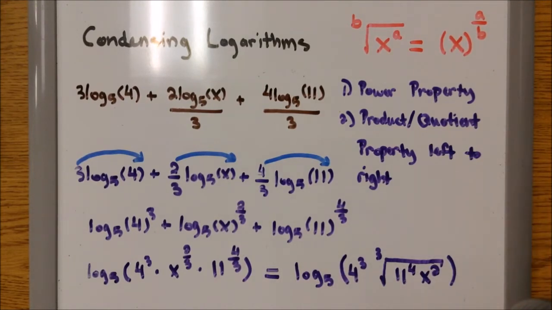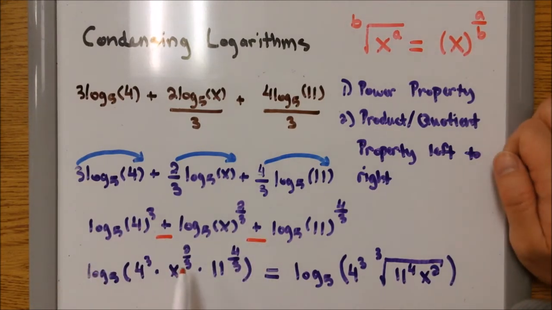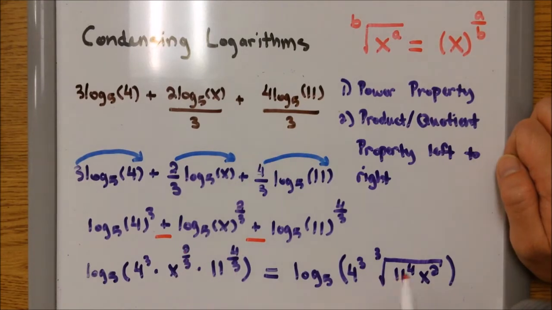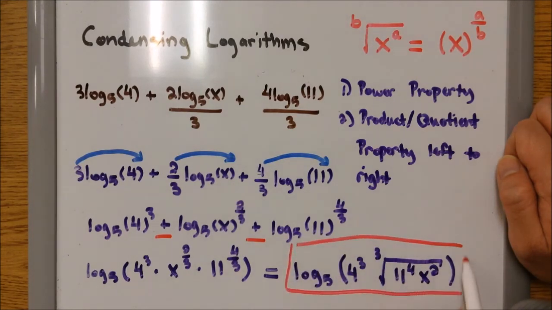We finished with power property with all the exponents. And then we finish with the product property because they all have plus. And then I convert any rational exponents into radicals. In this case, the rational exponents, the denominator was 3, so it's being cube rooted. So this is our answer.